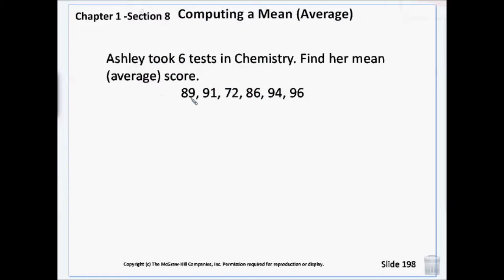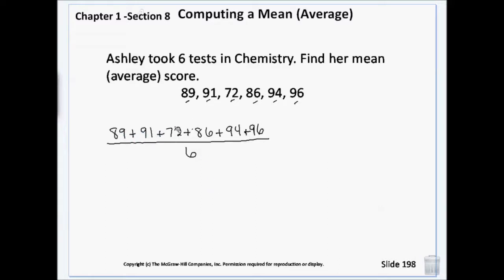We took 6 tests in chemistry, and we're just going to double check that. That's 1, 2, 3, 4, 5, 6. True. We have 6 tests, and we want to find her average score. So the first thing we need to do is add all of these numbers together. And then we're going to divide that by 6, because she took 6 tests.